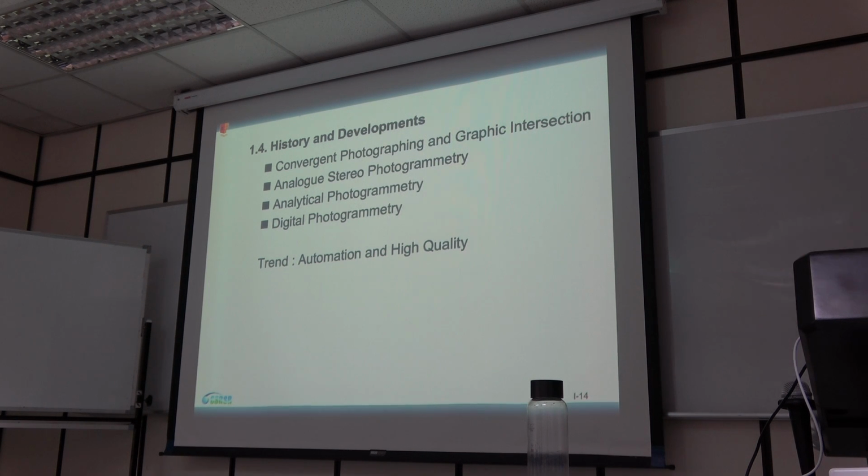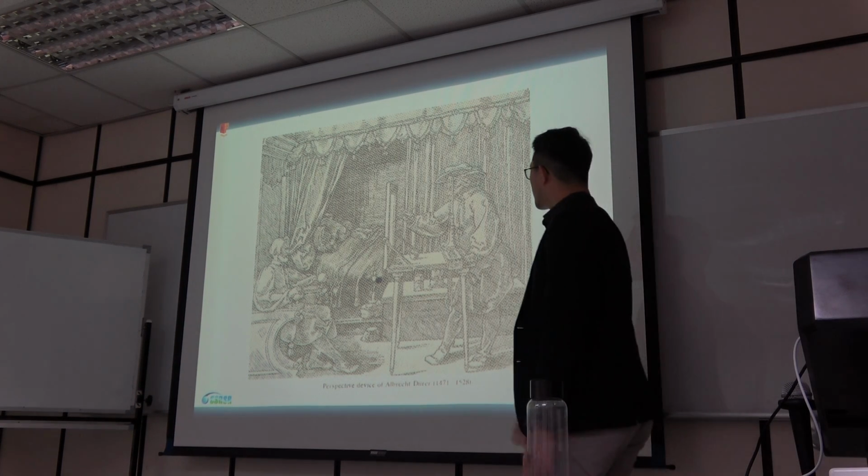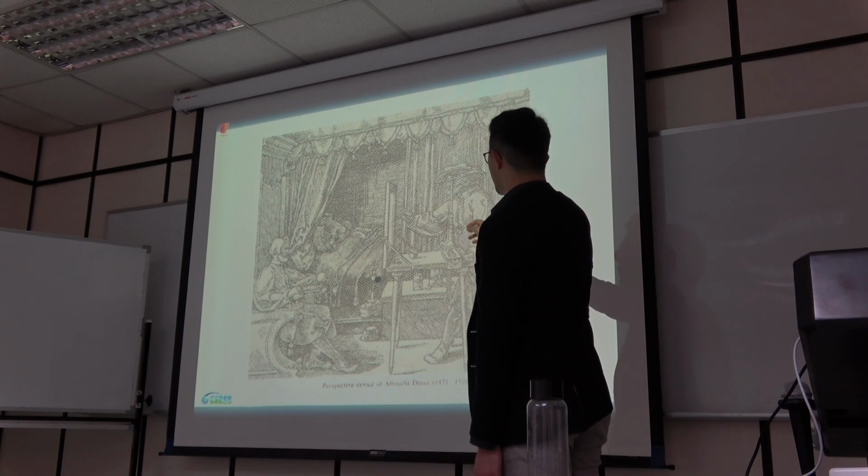during the lectures. But the trend goes from the convergence of photographing to analog stereo photogrammetry, analytical photogrammetry, and to digital photogrammetry right now. So the trend is to become more automatic and to have better precision and accuracy. This is one of the ways in the very, very distant past. This is a painter, or artist, you can say.